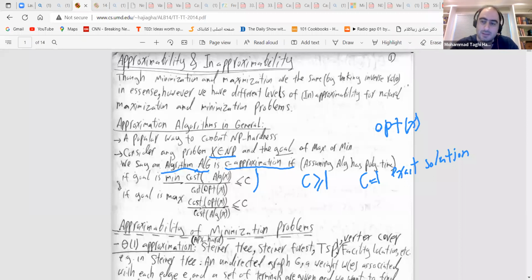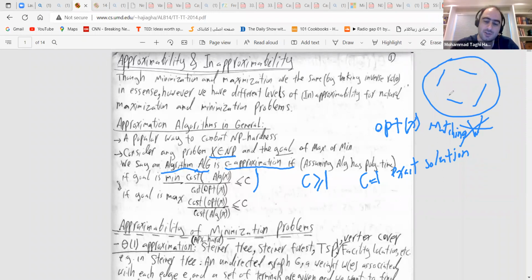So for example, what is a maximization problem that we even talked about? It is the maximum matching. You are given a graph and you want to find the maximum number of edges such that none of them share an endpoint. So this is a matching problem. In the matching, we try to find the maximum number of edges.